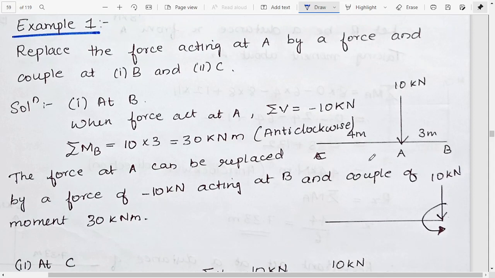So here in the first example we need to replace the force acting at point A by a force and couple at B and C. So we need to change this force into a force and couple. So what do we do? First, when the force acts at A, summation of V is equal to minus 10 kilonewton, and summation of H is equal to 0 because there's nothing like that. So summation of MB here will be equal to minus 10 into 3, so it is minus 30 kilonewton meter. Actually it is minus.